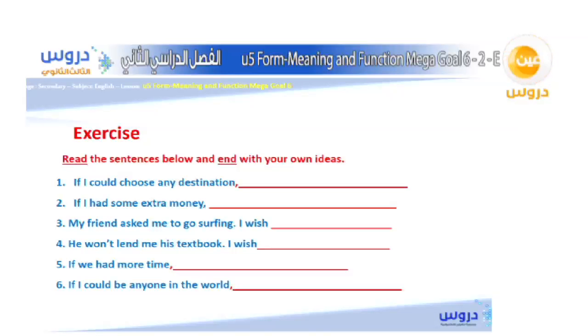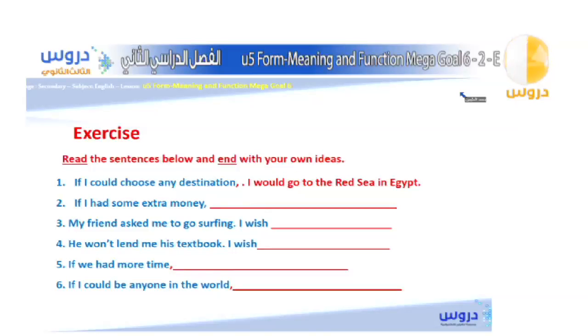Here we have our exercise. Read the sentences below and end with your own ideas. It's easy, just write in a few ideas. I will do the first one for you. If I could choose any destination, what would I do? I would go to the Red Sea in Egypt. Just write your ideas. We want you to use I would.